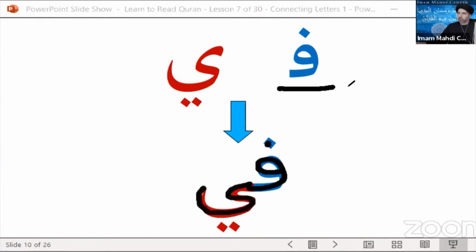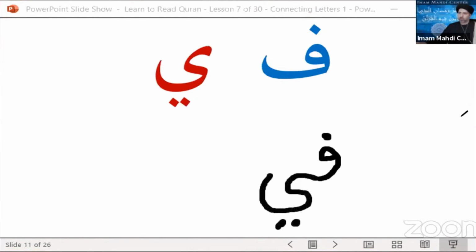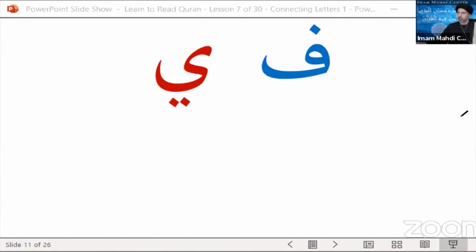So now we're going to write it from scratch ourselves. We have the uppercase fa, so we have to write its lowercase, which is the top without the tail, and of course the fa has just one dot, and then we just connect from right here where the fa ends, we write the ya with its two dots. Very simple. On to our next example.